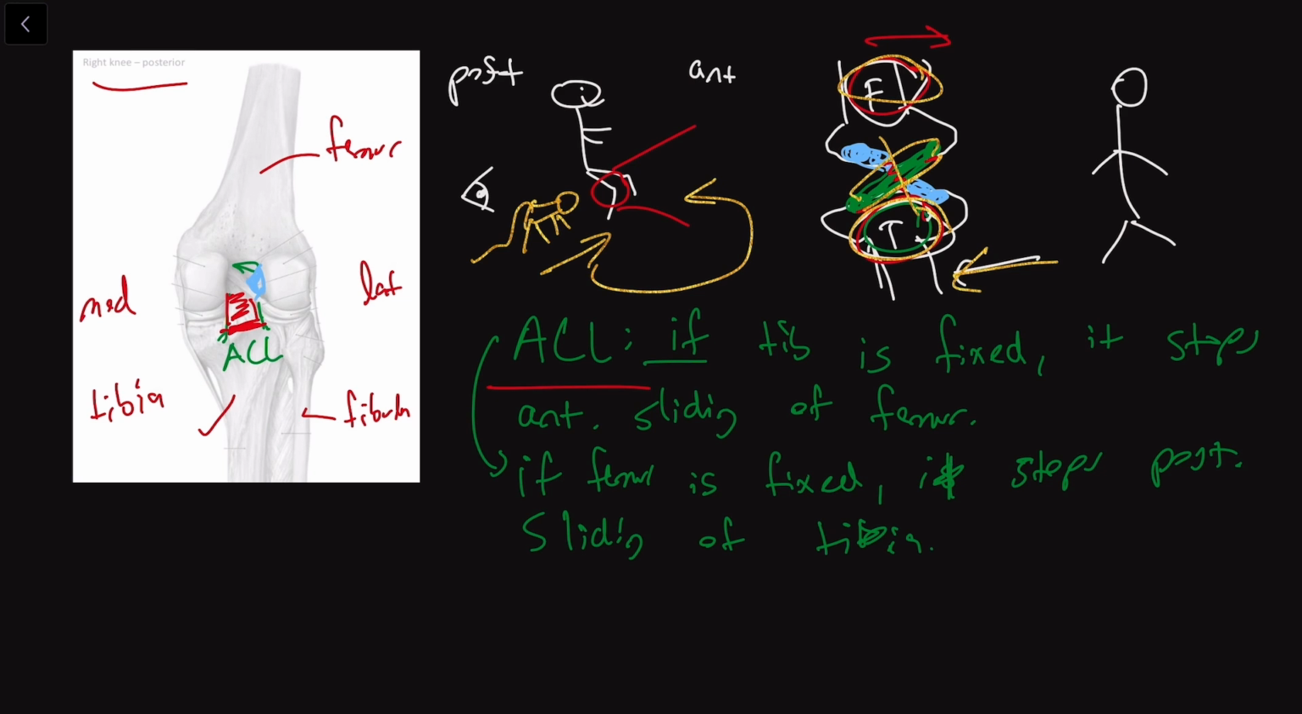What is it stabilizing? Why is it so much bigger than the PCL? And how can you test it to see if it's indeed torn or not?